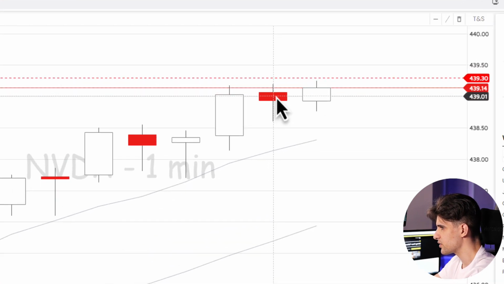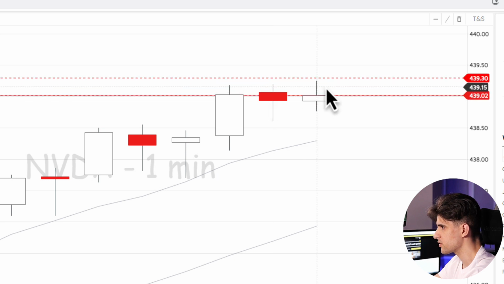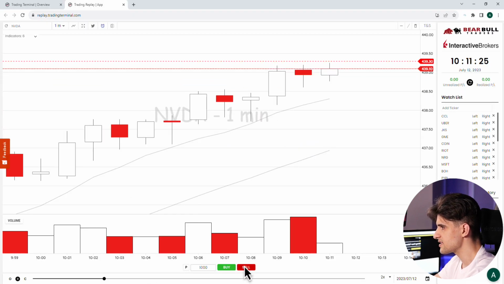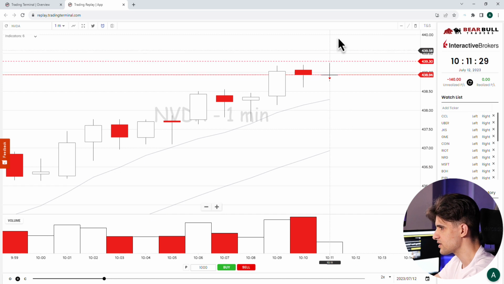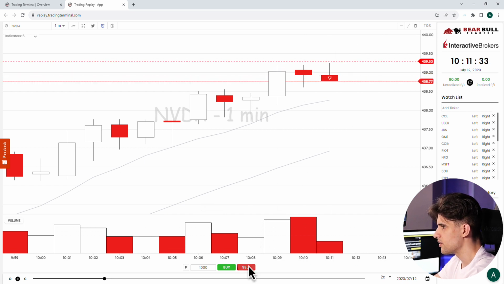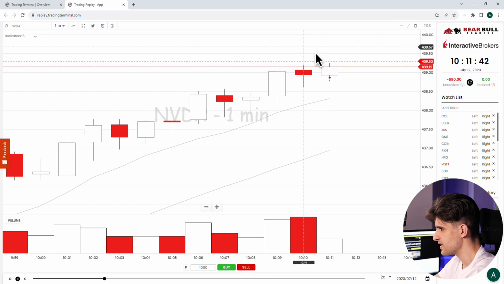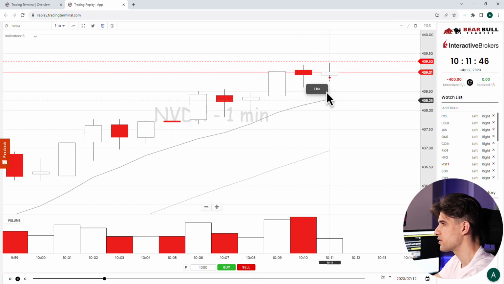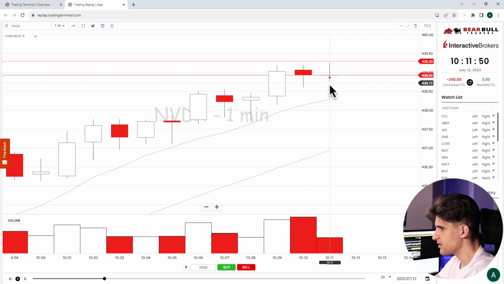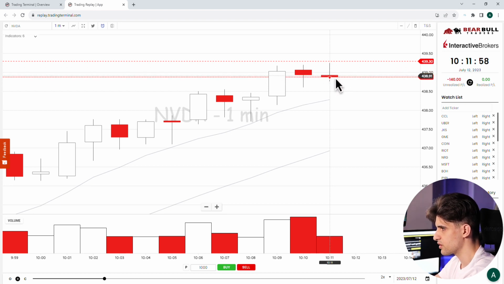I gave it a try around here on this candle to the short, and I got stopped out on this candle. But seeing that it is actually rejecting it, and you see how it's sticking to the downside more than it's sticking to the upside, and it keeps rejecting the level. Every time it goes to the upside, it just gets pulled back down. That was basically my sign, and that was my signal to play this stock to the short side on this candle even before it closed.